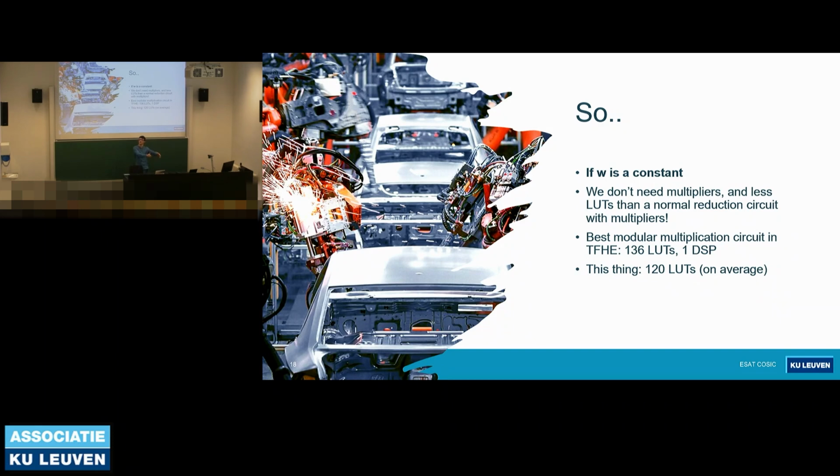So in the beginning, it's going to be slightly smaller than towards the end. But 120 LUTs on average. Which means this is just cheaper than... You lose the DSP and you use less LUTs.